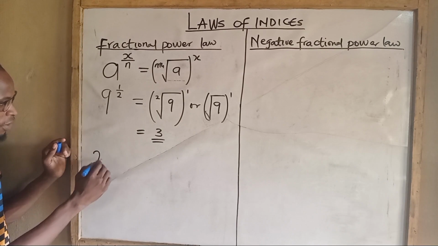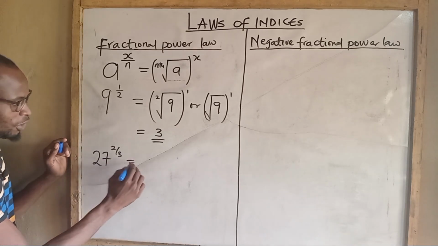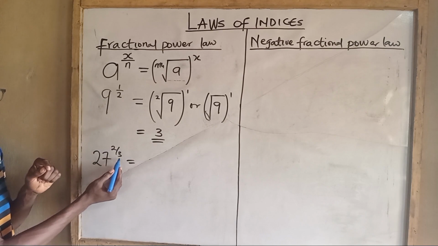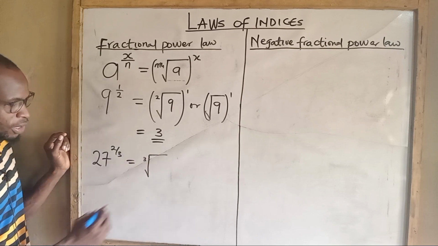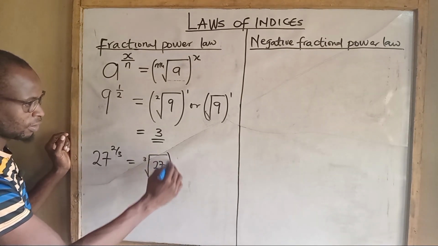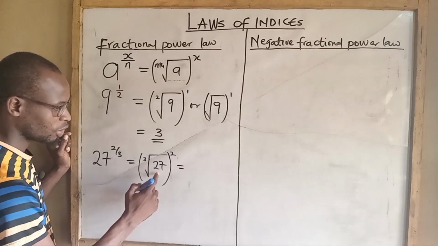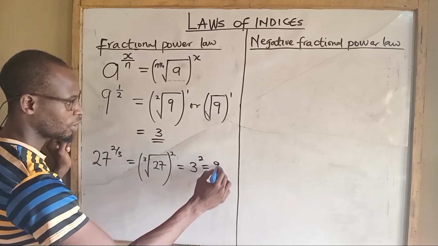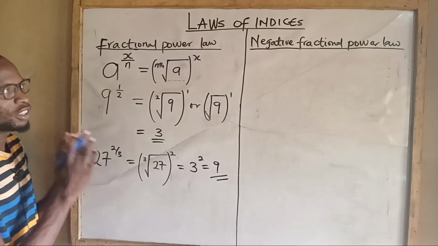Let's consider another one. 27 raised to power 2 over 3, of which the name of the root here is going to be the cube root, because you're having a denominator of 3. So it's going to look like this. Small 3, then you have 27 all raised to power 2. So the cube root of 27 is 3, raised to power 2, and that will give us 9. So that's how to express the fractional power law of indices.